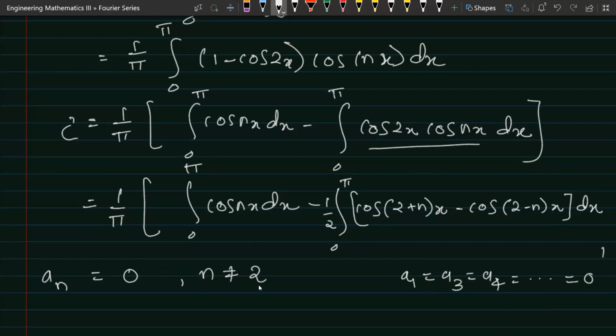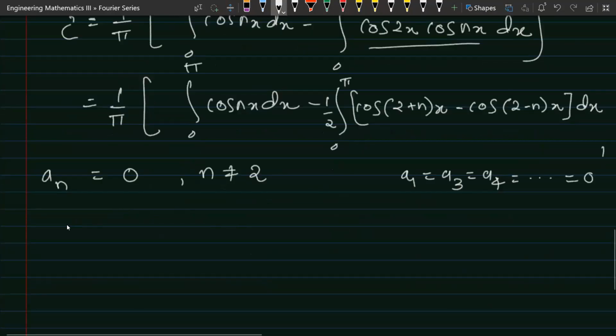If n is not equal to 2, take some finite values, or check for these three values: n equal to 1, n equal to 3, and n equal to 4. Check whether it becomes 0 or not. So for n not equal to 2, an is 0. For n equal to 2 it is non-zero. What is happening for n equal to 2? For n equal to 2, a2 is equal to, put 2 instead of n.